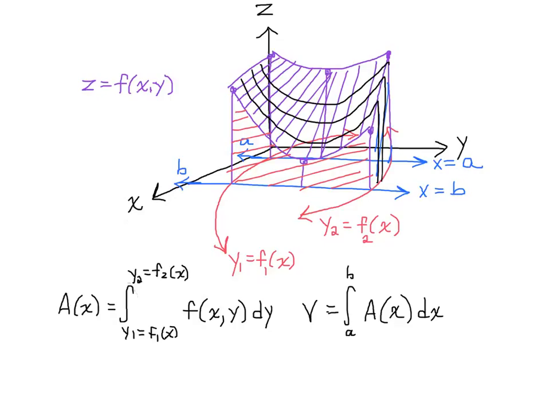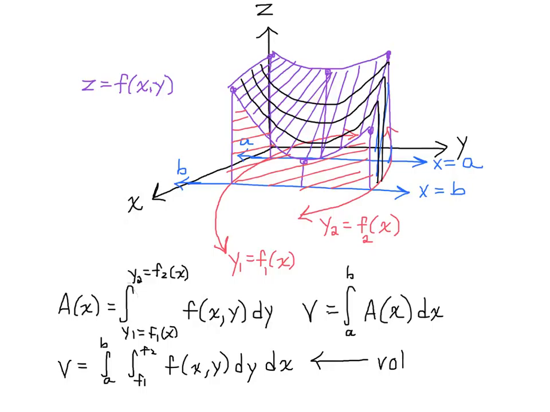When we put this all together, the volume is equal to a double integral, where the outer integral, we go from A to B, of the area, which is the integral from f sub 1 to f sub 2 of f of xy, and the variable of integration for the inside integral is y, and the variable of integration for the outside integral is x. So this is the double integral that gives us the volume of our solid under a surface, above a region.